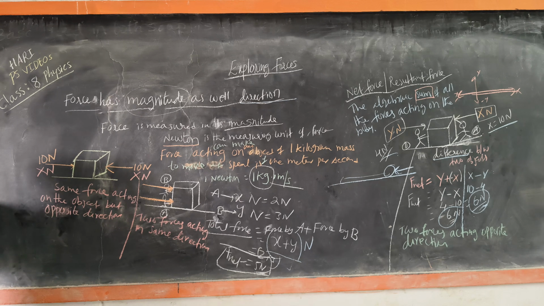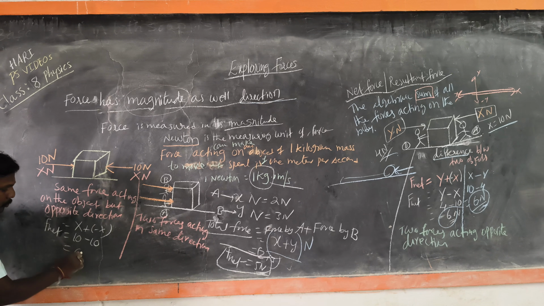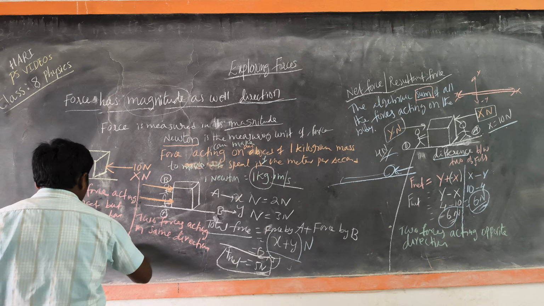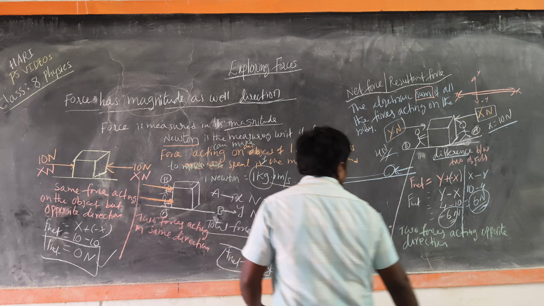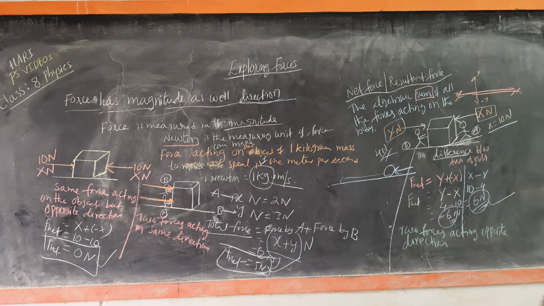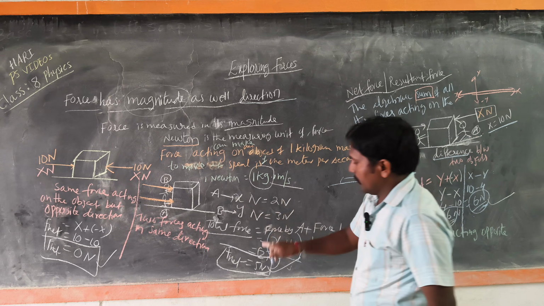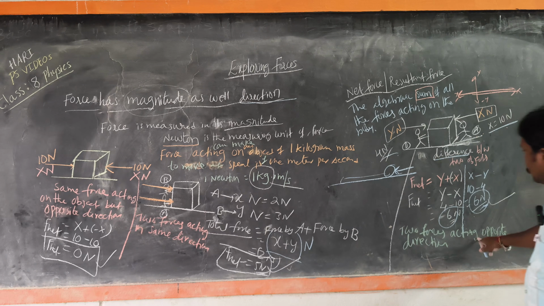In this case, how can we calculate the total force or the resultant force? F net is equal to x plus minus x, 10 minus 10, that is equal to 0 Newton. Here 0, here 5 Newton, here 6 Newton.